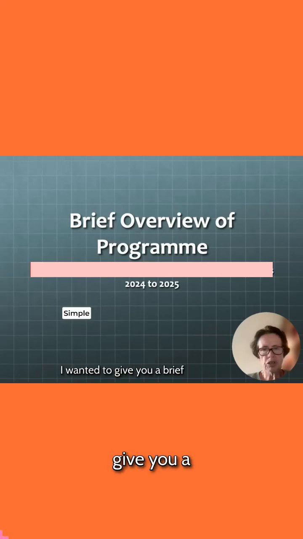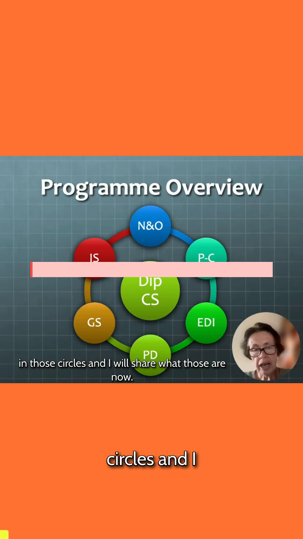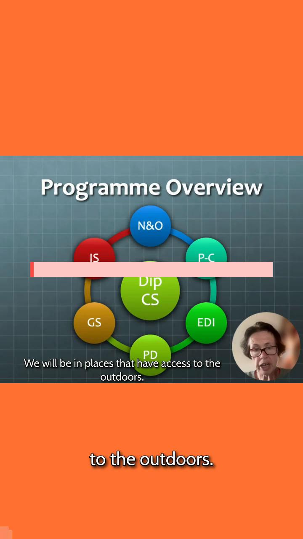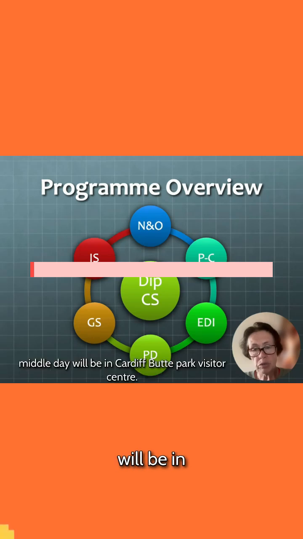I wanted to give you a brief overview of the programme on day one. Your first task is to guess what the initials are in those circles, and I will share what those are now. We will be in places that have access to the outdoors. The first and last day, and the middle day, will be in Cardiff Bute Park Visitor Centre.